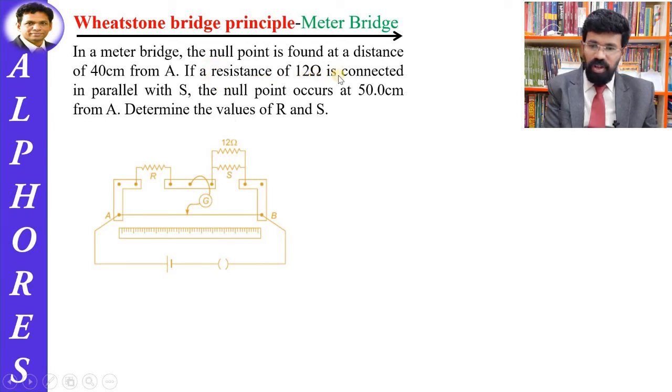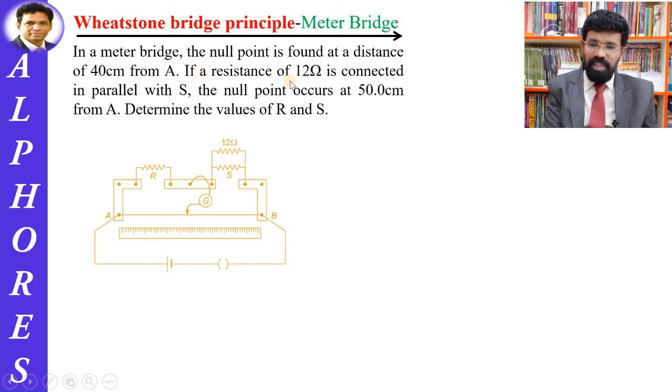If a resistance of 12 ohm is connected in parallel with S, so it means, see, the 12 ohm resistance was not there previously. Only R and S are present. At that time, what is the balancing point? Balancing length is 40 centimeters. Remember children, I am telling you again, balancing length is measured from point A. So how much is that balancing length when R and S alone were taken? 40 centimeters is the balance length.